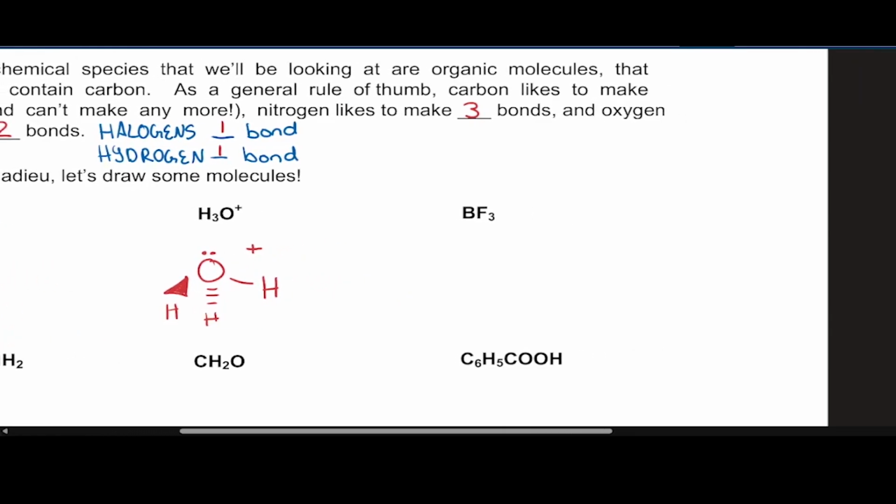There are some exceptions to the octet rule, and we can see this with boron. So if we draw boron in the center, we can complete the octet for each fluorine atom. And each one of these will have 3 sets of lone pairs. However, if we look at our central boron, it doesn't have a complete octet, and that's okay. It is an exception to this octet rule.